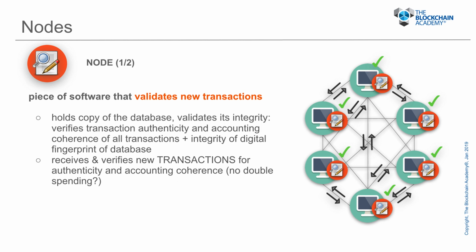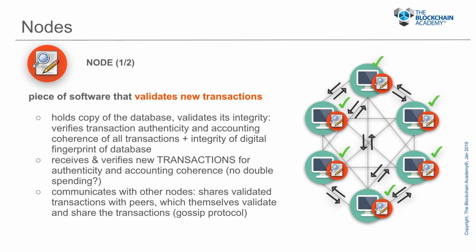Second, the node software enables a computer to receive new transactions that pop up in the network and verify them for first authenticity to make sure that the rightful owner initiated the transaction, and second, accounting coherence to make sure no double spending is committed.